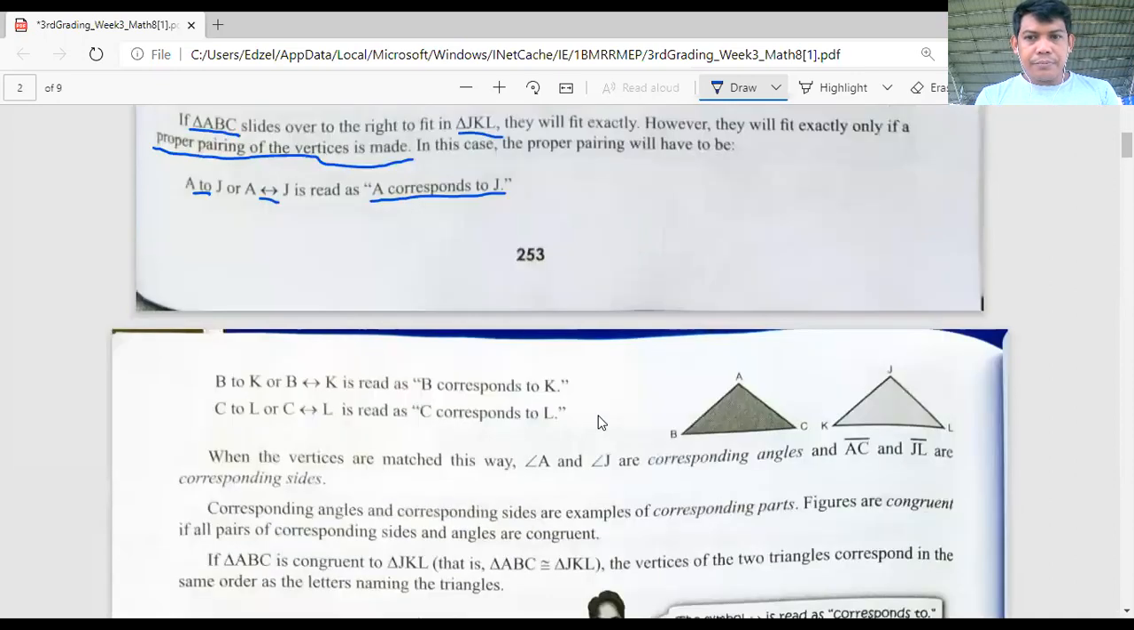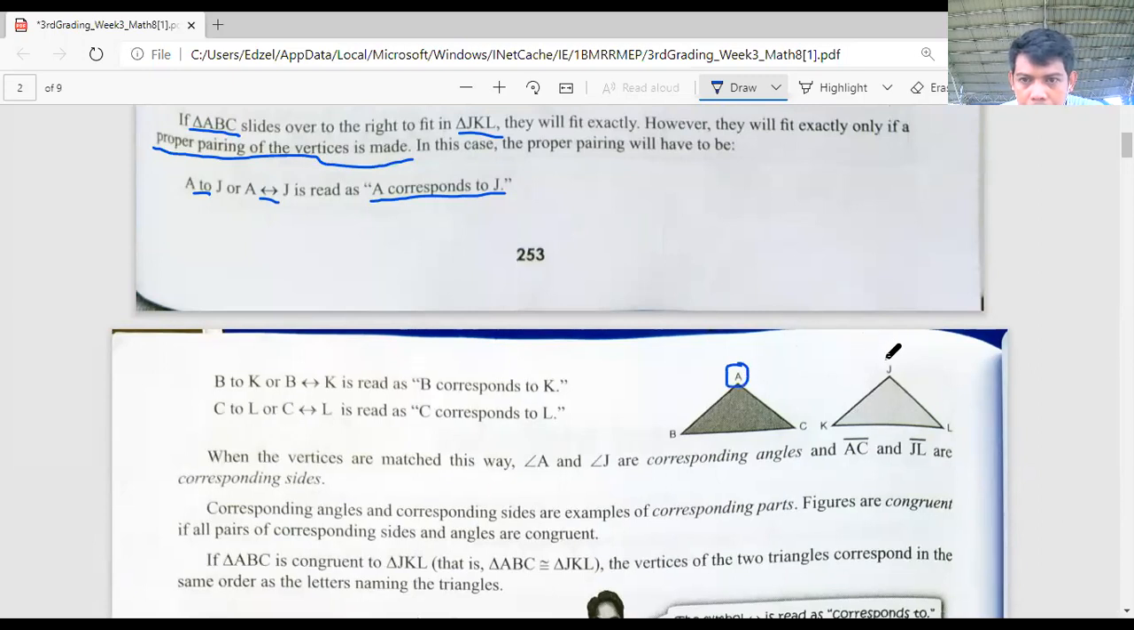Now, the example of this one, the triangle I'm referring to is this triangle ABC and triangle JKL. This vertex A must be paired to vertex J, vertex B must be paired to vertex K, and lastly, vertex C must be paired to vertex L. So those are the corresponding vertices.